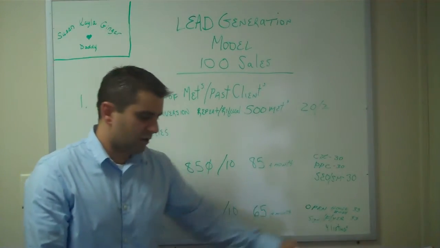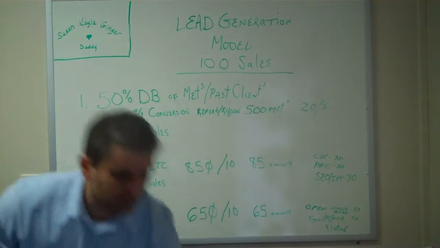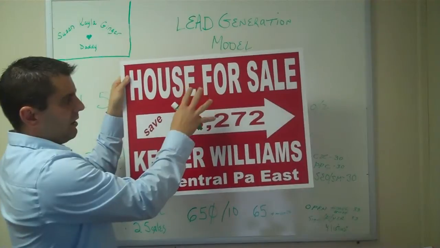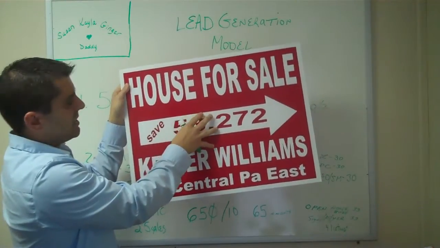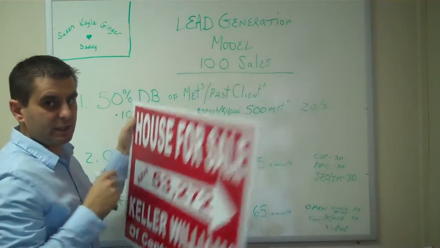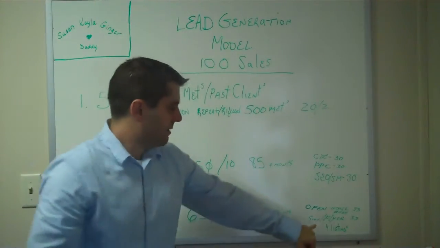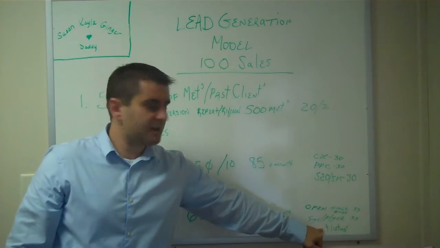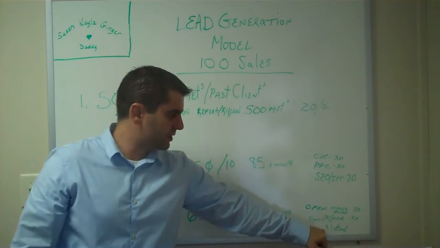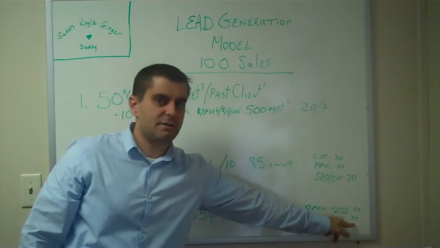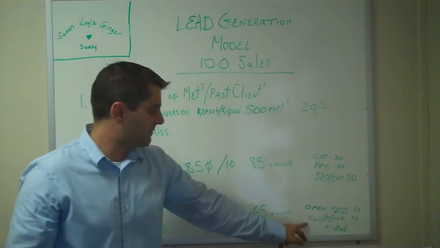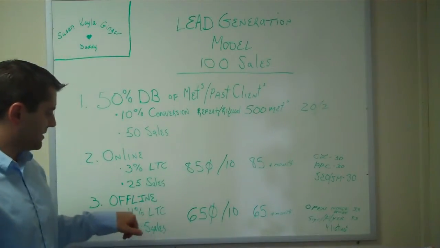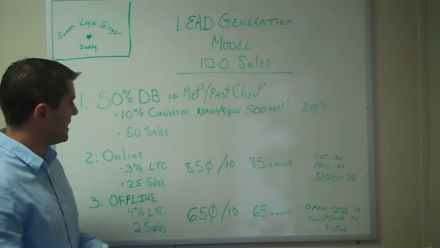And then sign-in flyer calls with this directional right here and the Save 53,272 in the middle. We've never had less than 2 sign-in flyer calls per week per listing. So if we have 4 listings, that's 2 calls a week each. That's 8 leads a week. That's 32 leads a month from just 4 listings, sign-in flyer calls. So that's the other 33. So a bank-owned open house and 4 listings should be generating us 65 leads a month. At a 4% conversion, will make up our 25 sales.